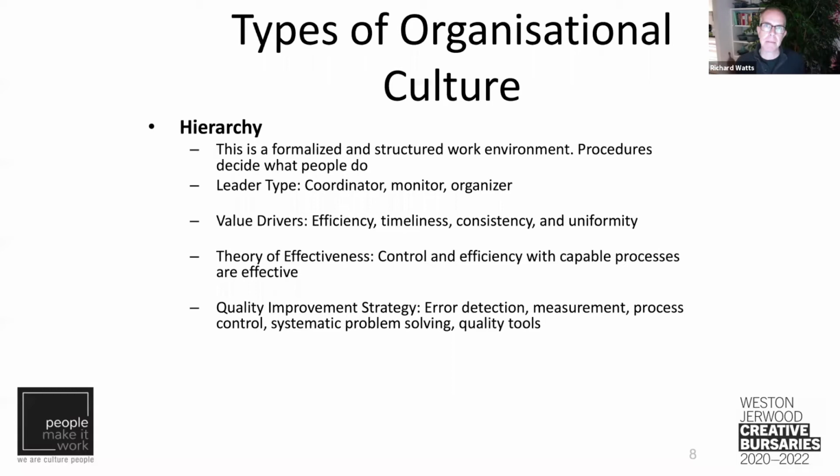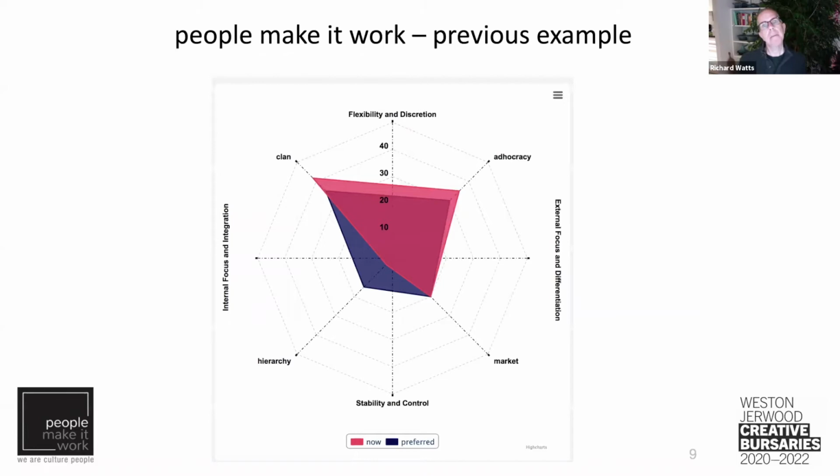So if you're interested in this kind of work, here's an example of a test that we did at People Make It Work a few years ago. You can do a questionnaire online for free, and it will give you, as you can see on this graph, a present culture. You can see that at People Make It Work, we're quite clan and adhocracy orientated, so orientated towards flexibility in and outside, not so orientated to structure and stability.